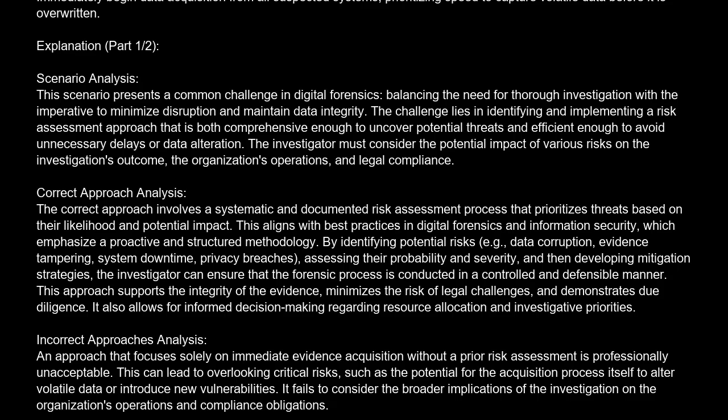Incorrect approaches analysis. An approach that focuses solely on immediate evidence acquisition without a prior risk assessment is professionally unacceptable. This can lead to overlooking critical risks, such as the potential for the acquisition process itself to alter volatile data or introduce new vulnerabilities. It fails to consider the broader implications of the investigation on the organization's operations and compliance obligations.